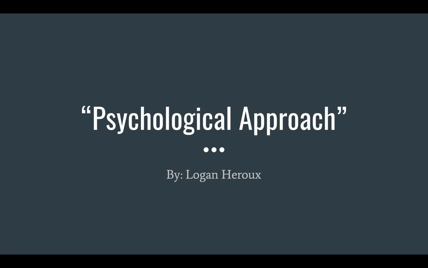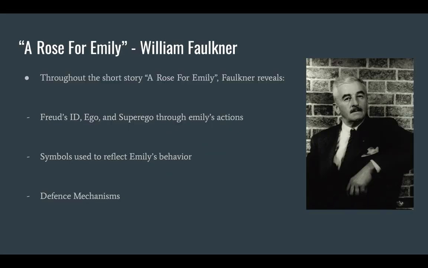Hello, everyone. In today's lesson, I will be covering the psychological approach in the short story A Rose for Emily by William Faulkner. To begin, we will focus on three key aspects that provide insights into Emily Grierson's psyche: Freud's id, ego, and superego, the symbolic elements included throughout the story, and defense mechanisms used by Emily to navigate through the challenges she faces in her own town.